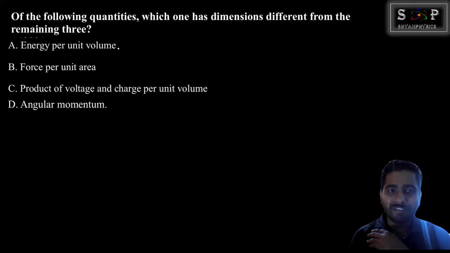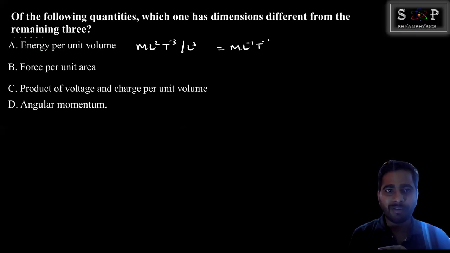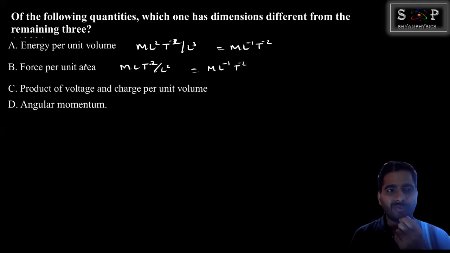Okay, energy per unit volume. It is nothing but m L to the power 2 t to the power minus 3 divided by L to the power 3. Energy per unit volume, so you will receive here m L to the power minus 1 t to the power minus 2. Why is it minus 2? Correct? And then force per unit area, m L t power minus 2 divided by L to the power 2. Force per unit area is nothing but pressure, m L to the power minus 1 t to the power minus 2. Okay, these two are same.